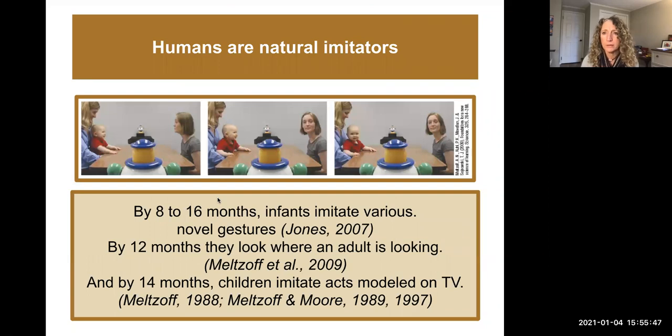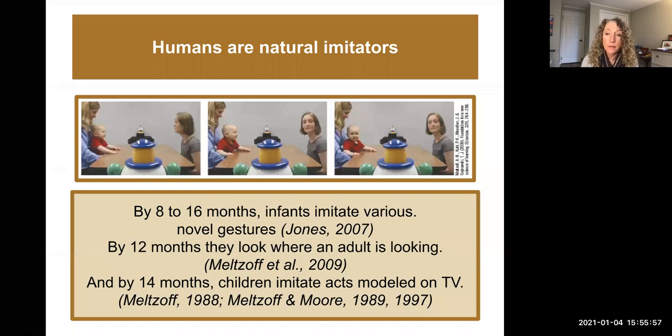Here it happens at a very young age, 8 to 16 months. Infants can imitate various novel gestures, like smiling and things like that. By 12 months, they can start moving in the same directions, doing more actual physical movements that are being imitated from a model. And then at age 14 months, they can imitate acts modeled on TV. So that's how early TV can start influencing.